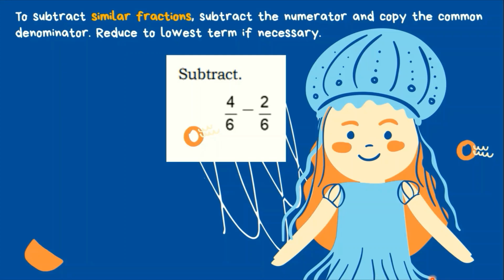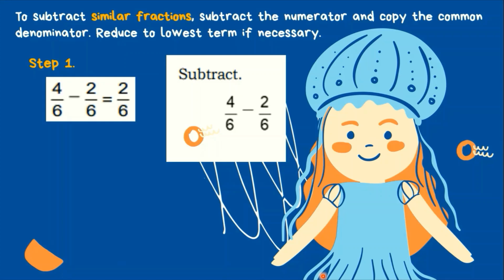Kung mapapansin natin sa ating ginawang proseso kanina in adding similar fractions, pareho lang yung kanyang process dito sa subtracting similar fractions. Kaya lang, instead of addition, the process that we will be using or the operation ay subtraction. Step 1 ng subtracting similar fractions. Tulad ng addition of similar fractions, you have to simply subtract the numerators and then copy their common denominator.